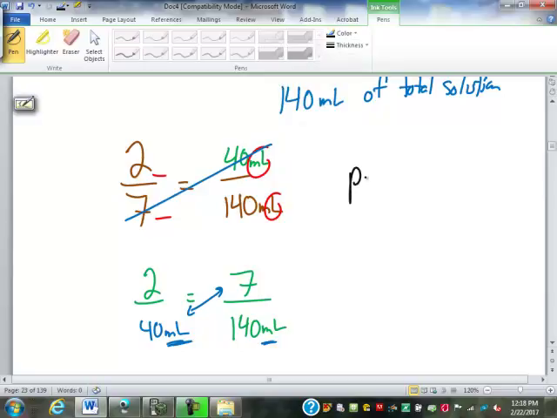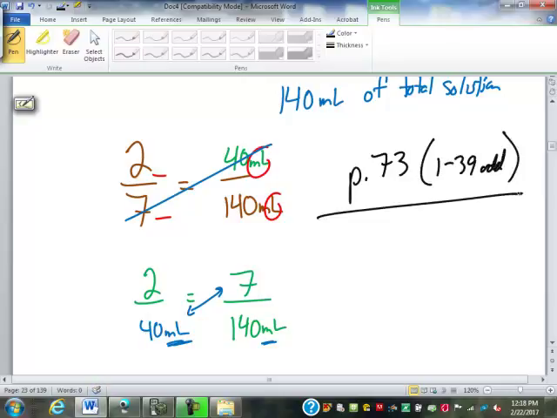Okay, so for Friday, in your book on page 73, 1 through 39, the odds, goes through writing ratios, simplifying or reducing ratios, and then looking at some of these basic proportions and finding the missing numbers in those proportions.